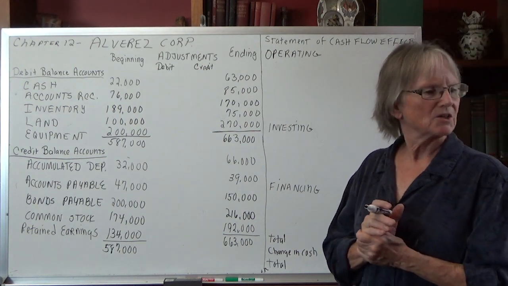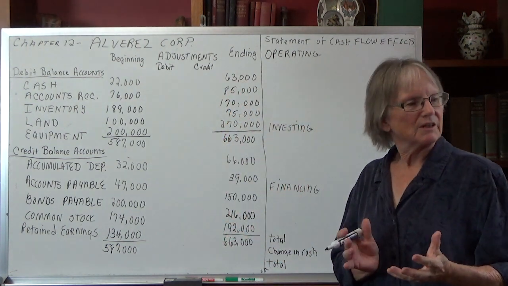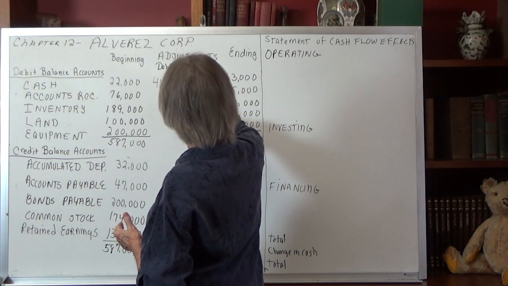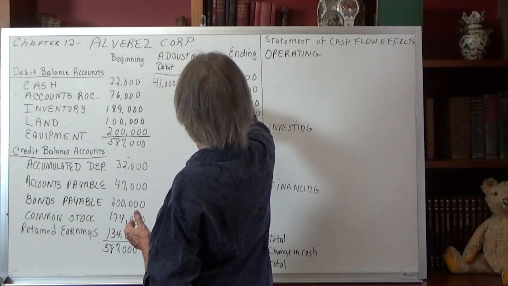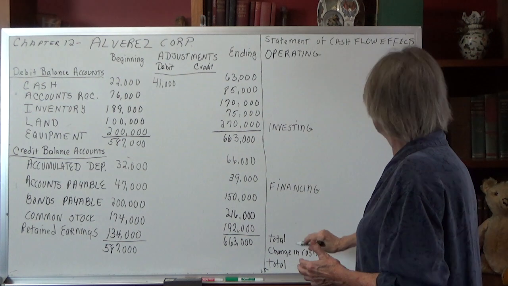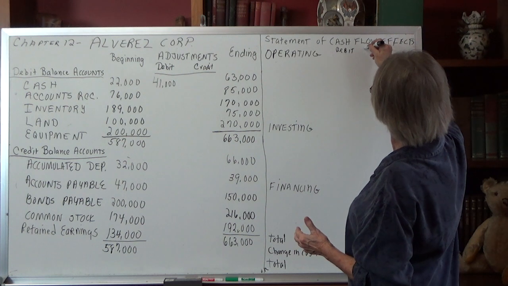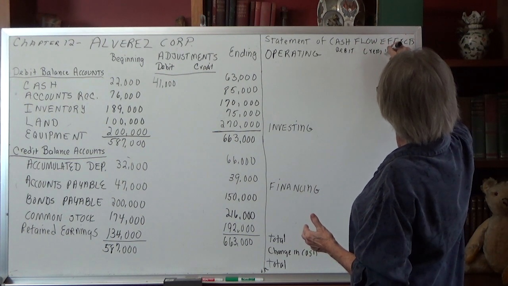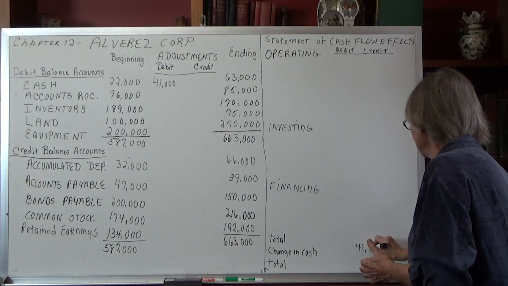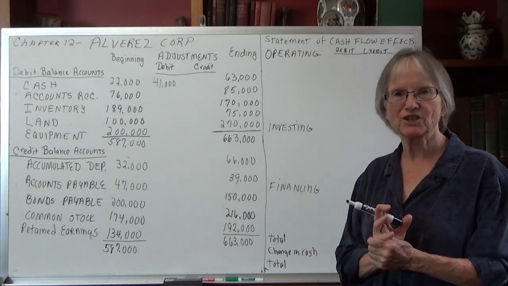Okay, so cash started at $22,000, it ended up at $63,000. That would indicate that cash increased by $41,000. So that would be a debit entry in the top part. We're going to make a corresponding credit entry down below, and where the cash goes, we'll get our 2 columns going here. Where the cash would go down here would be change in cash, $41,000. All right, so that's where your cash goes. And that's the only adjustment we make to cash.